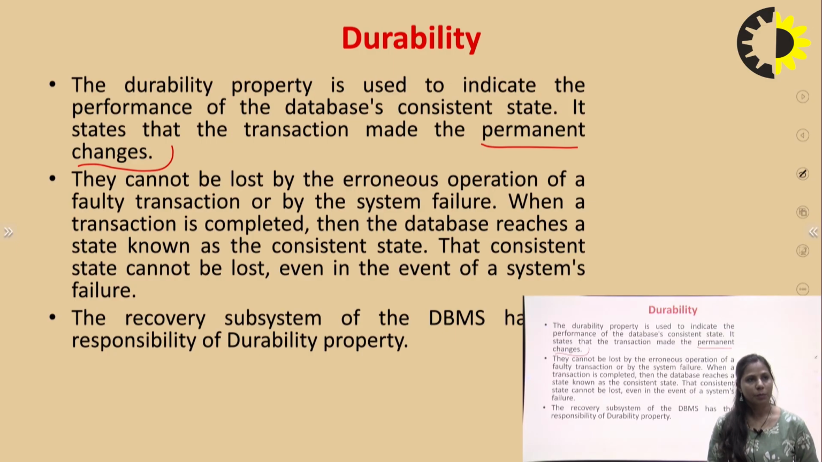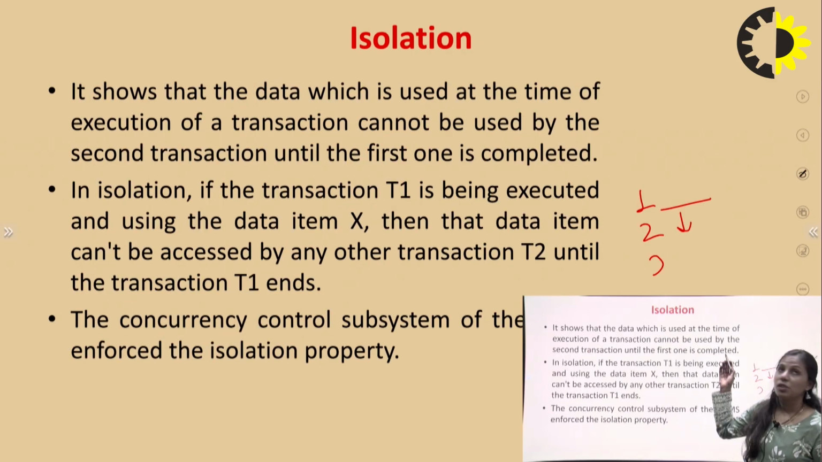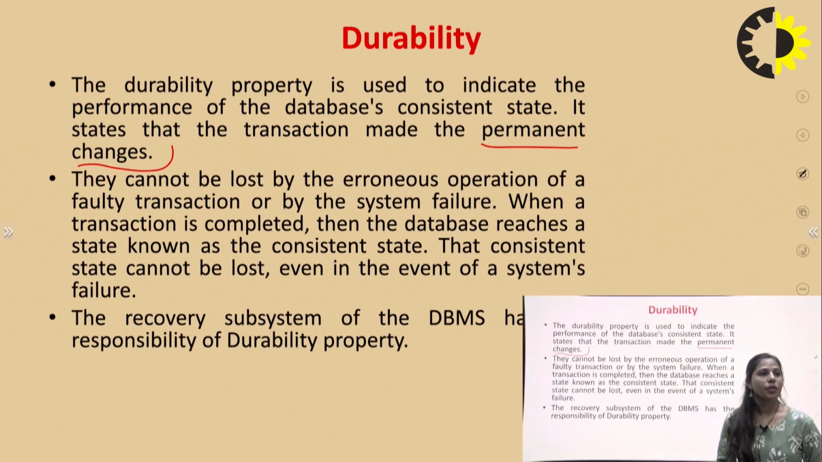When a transaction is completed, the database reaches the state known as the consistent state. That consistent state cannot be lost even in the case of a system failure. So it is used in the recovery subsystem of a DBMS. In the last case, isolation is used in the concurrency control subsystem, and durability is used in the recovery subsystem. It is the property which shows the permanent changes.